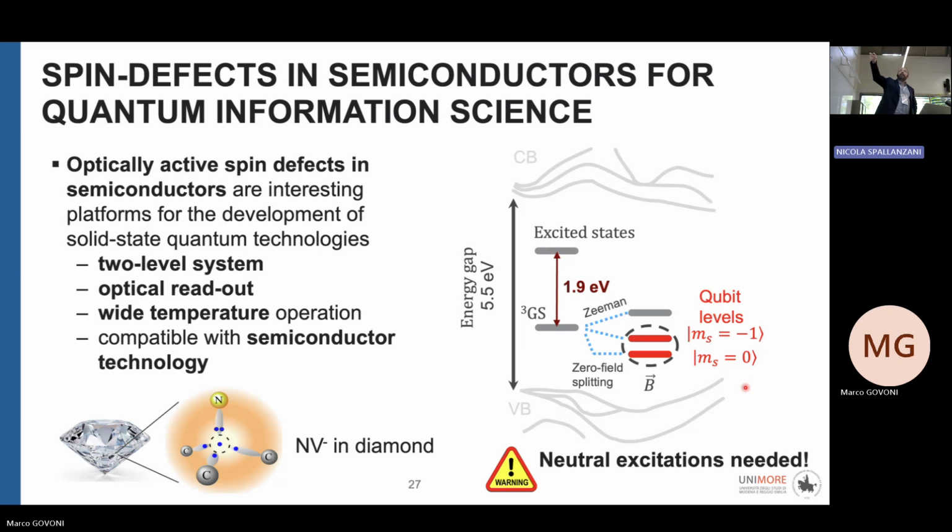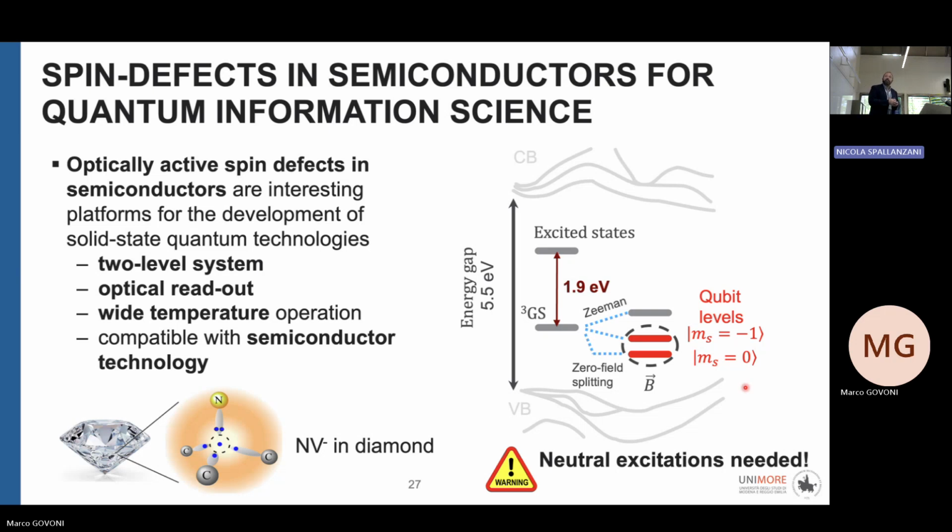And then you need to excite it in order to read this system. It's important because you can do the initialization and readout optically. And compared to all the other qubits available, it works at room temperature. So this is the pro of this system. And it's compatible with semiconductor technology. So the field sees this as a way to take semiconductor technology and make it quantum.